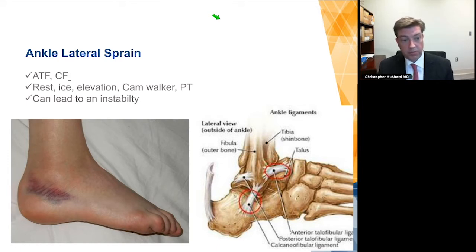Typically we put these patients in some sort of brace or boot initially. For the more severe sprains, we like to see them back in a couple weeks, assess, and sometimes some physical therapy can be helpful. Occasionally, if both ligaments are torn, then one can have an instability or laxity of the ankle, which can lead to repetitive sprains and other problems.